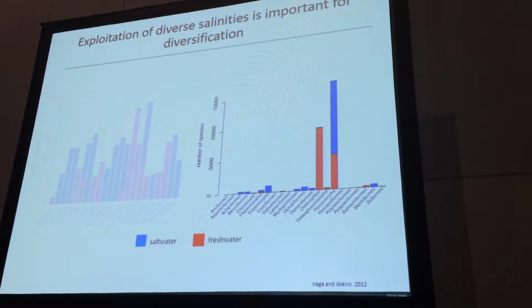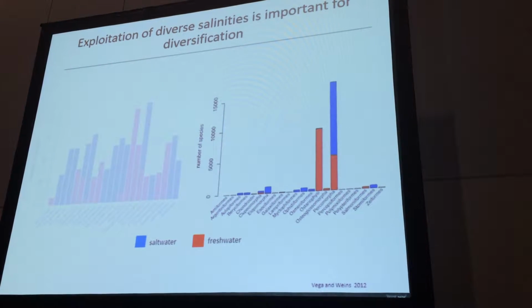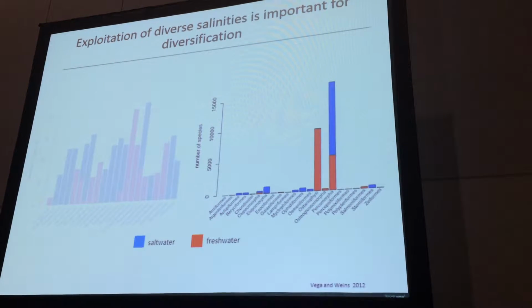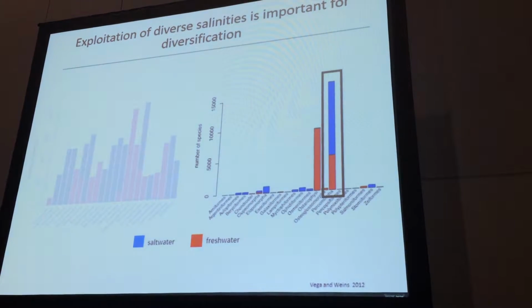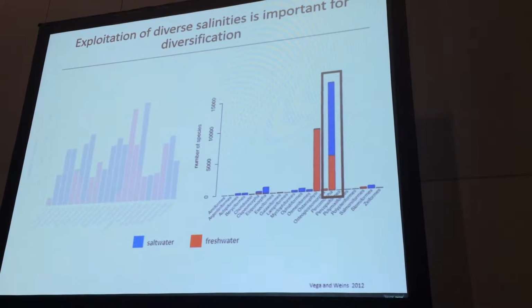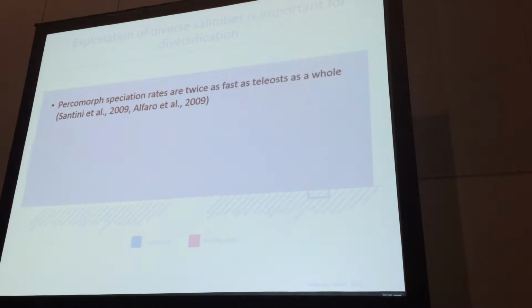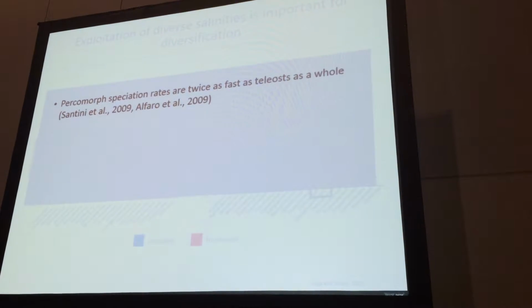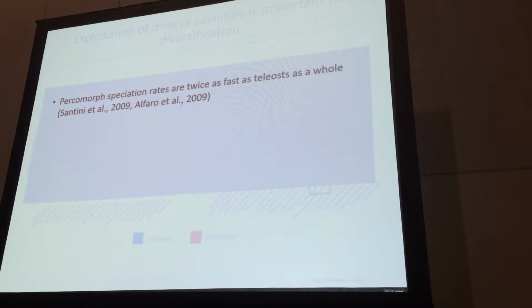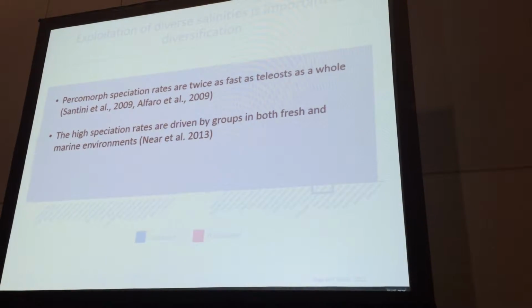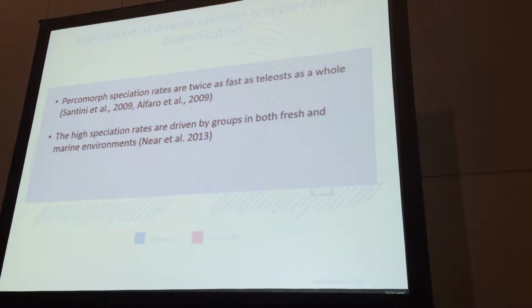What we see is that most groups are limited to either a fresh or a saltwater environment. That's on a log scale, and if we look at absolute numbers of species within these groups, we see that abundance is dominated by one or two main groups. The largest of these is percomorphs, which make up essentially half of all ray-finned fishes. And what we know about percomorphs is that they speciate at twice the rate of other teleosts, and that these high speciation rates are driven by groups in both fresh and salt waters.